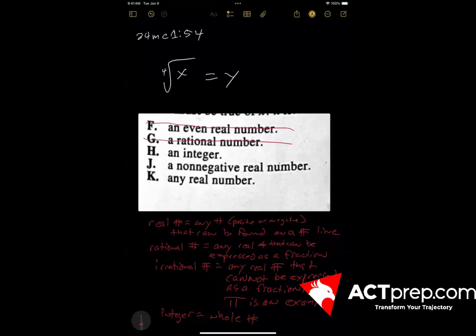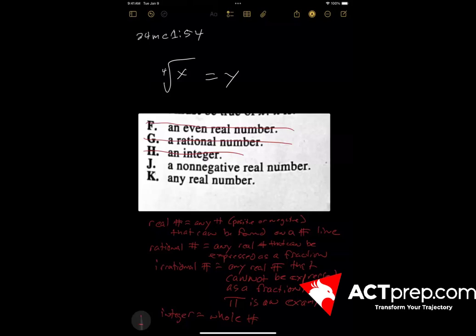An integer can be an integer. We can just pick an integer and see that it comes out to be a real number. A non-negative real number. Now that is going to be true. It can't be a negative real number. And so it must be a non-negative real number. If we put a negative in there, it's going to be an imaginary number and therefore not a real number.